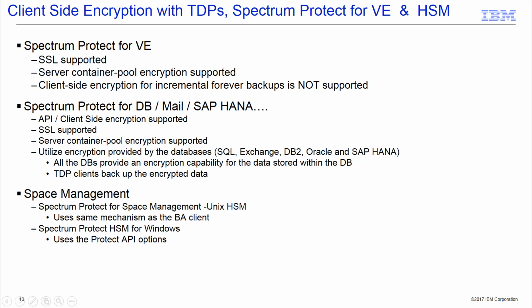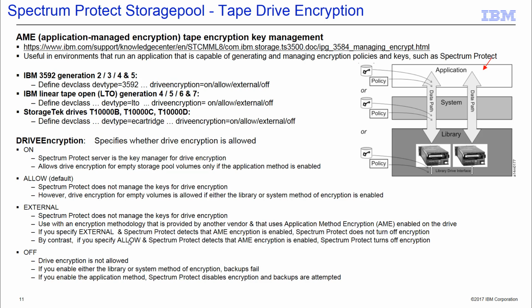If you're using either of our space management programs, the Spectrum Protect for Space Management on Unix, we use the same mechanism as the backup archive client for doing the client-side encryption. And if you're using Spectrum Protect HSM for Windows, that's simply considered API data, and you'd use the API options for the encryption.